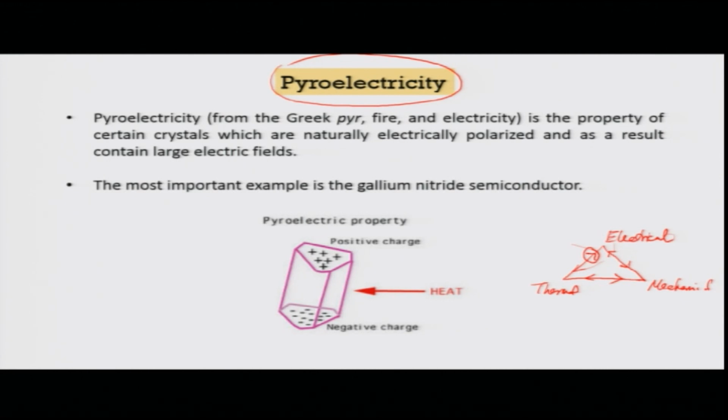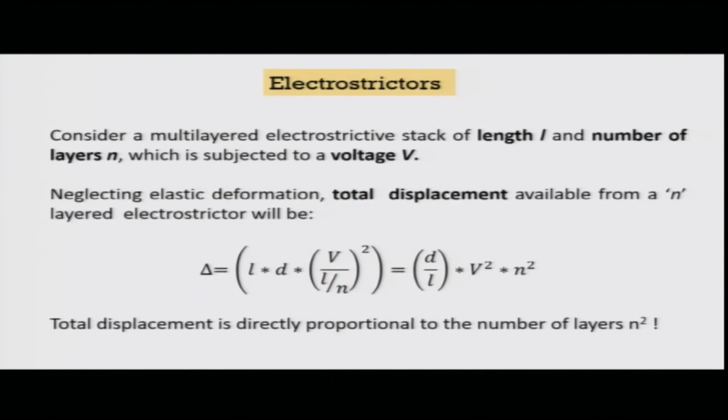The most common important example is the gallium nitride semiconductor, where if you apply heat, you are going to see that a significant amount of positive and negative charge develops in the system. So, you can use the pyroelectric material as a kind of source of electric field.